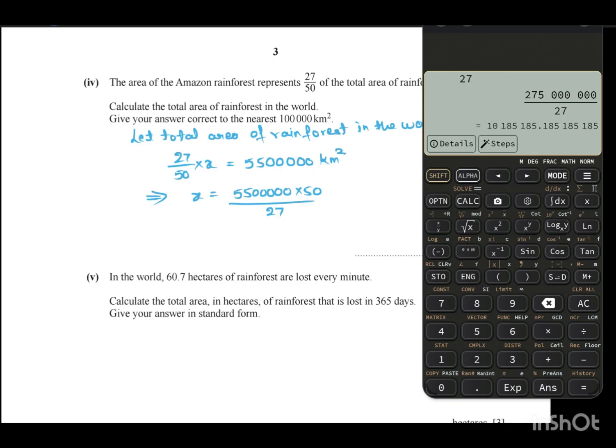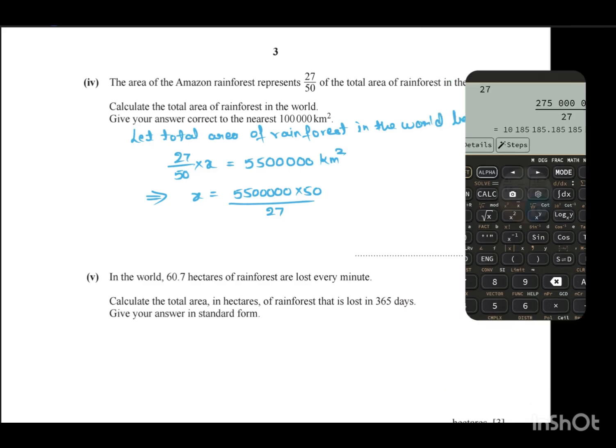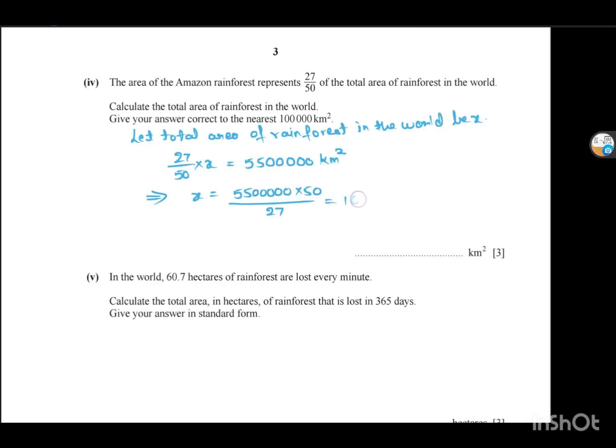10,185,185. Sorry, 10 million, 10,185,185.185 again, 0.185. So here this number is the area of the rainforest in the world. Now this can be rounded and we have to write it to the nearest 100,000 kilometers.